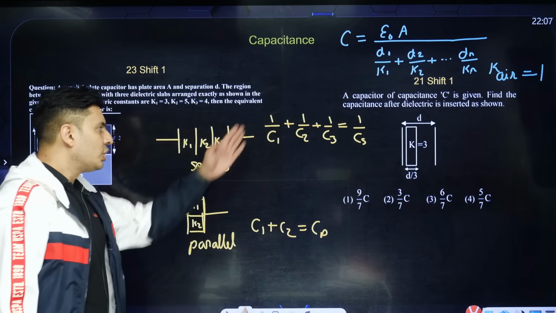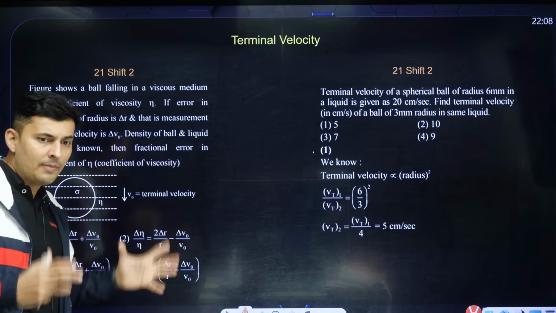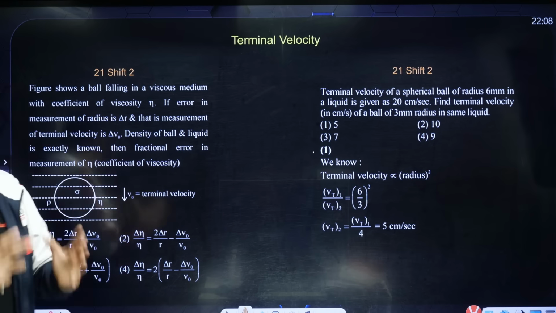The drag force, or the viscous force given by Stokes' law, is 6 pi eta r into v. r is the radius, v is the speed. So these concepts have come multiple times. You can see, find the ratio of terminal speeds or what is the terminal speed, and here the error concept has come because it depends on the formula. So if you know the formula, only then you can predict the relative error in the quantities, right? So this has come multiple times, my dear warriors.